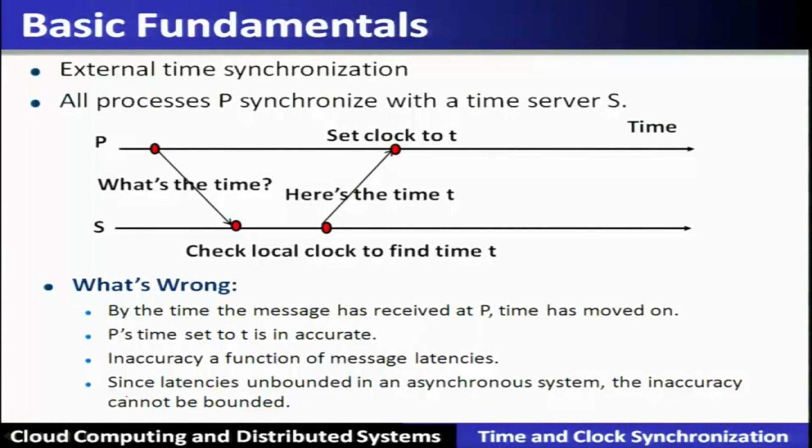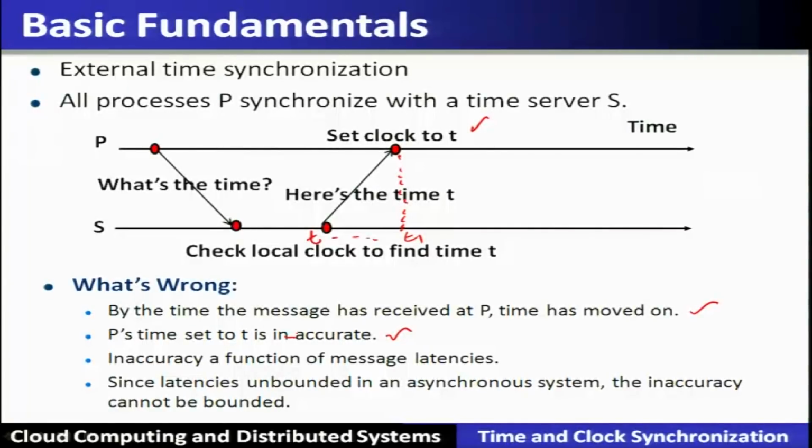So, in this particular manner, what is the problem? What is wrong? The problem is that by the time the message is received at P, the time has moved on. Take this particular example. At this instant of S, the time is T, but when the message is received and P sets it as time T, the time of the server S will now be T1, that means it is a different time. But the time which is set by P will be the old time. Hence, by the time the message is received at P, the time has moved on. So, P's time, if it is set to T, will become inaccurate.